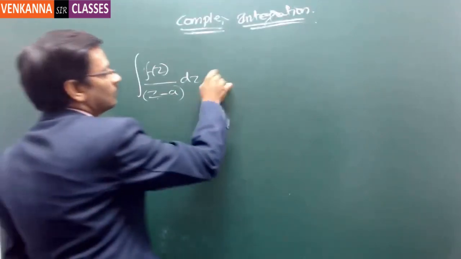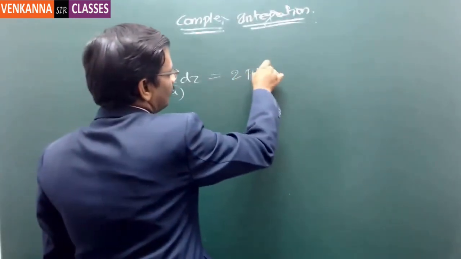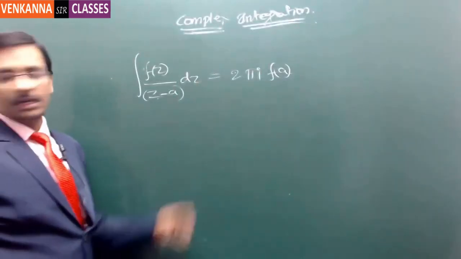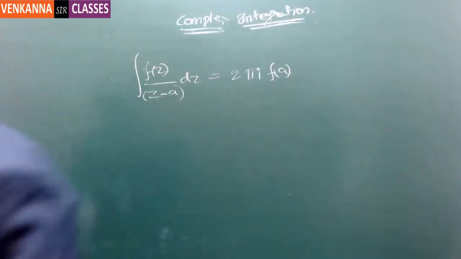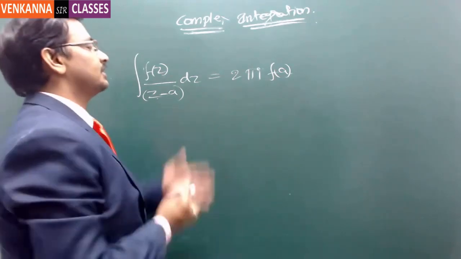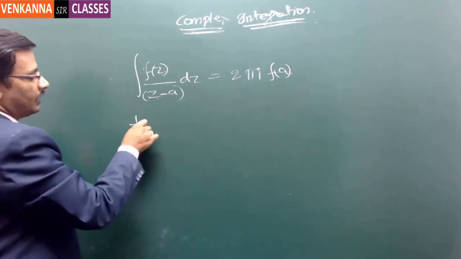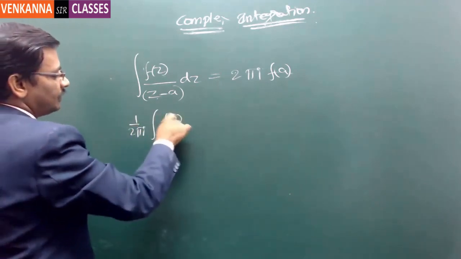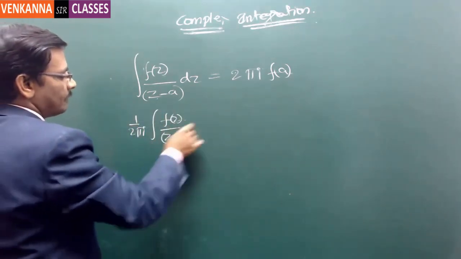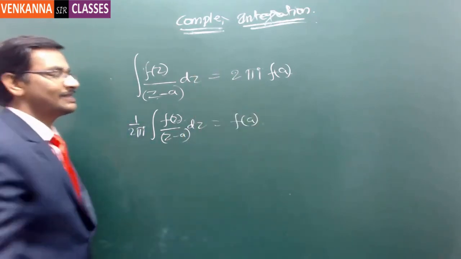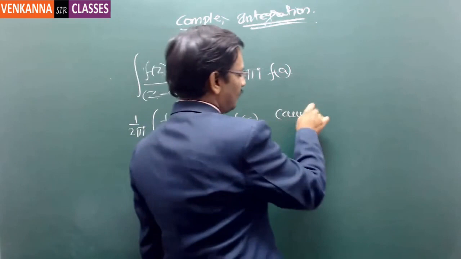is equal to 2 pi i times f of a. Here f of z is analytic. So this is Cauchy's integral formula. Now if I bring this over, 1 by 2 pi i times the integral of f of z by z minus a dz is equal to f of a. This is what we call Cauchy's integral formula.